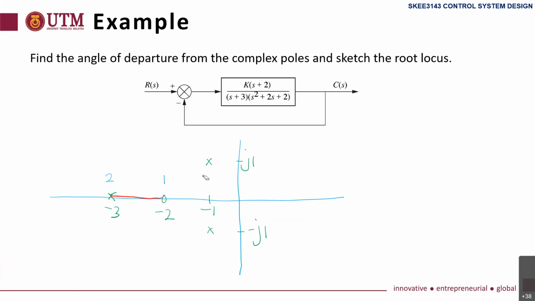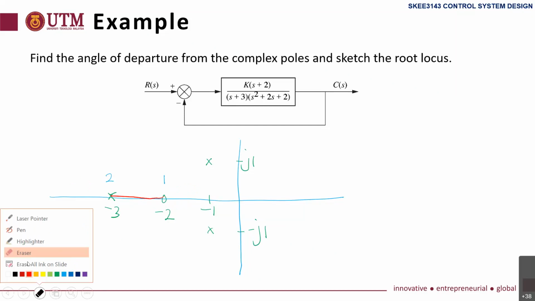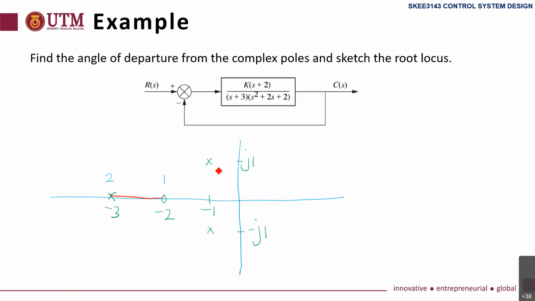Any question before we proceed? Doctor, how about 0 to negative 1? We are discussing rule number 3, which is applicable to the real axis only. Okay. The poles here are complex poles, so we will not count complex poles for rule number 3. Understand.